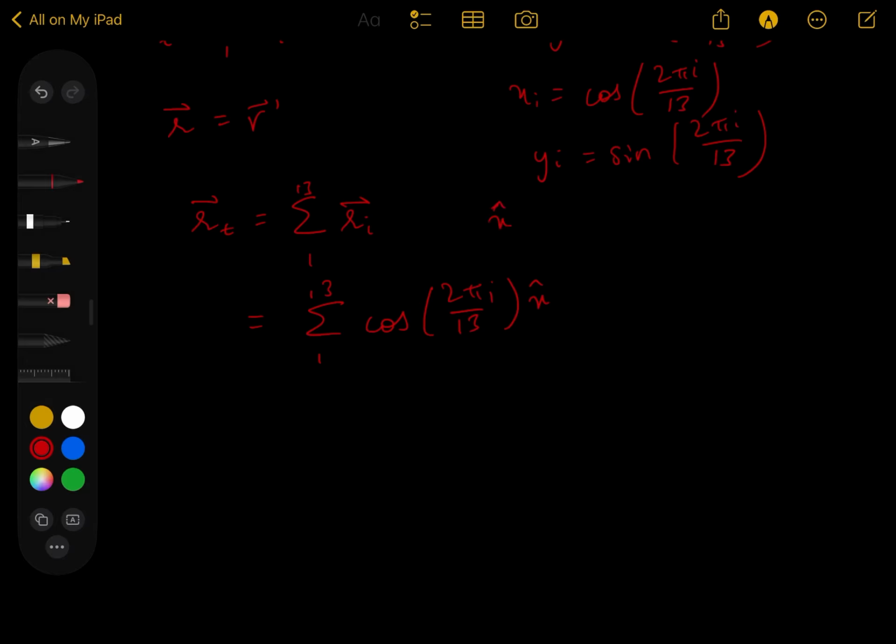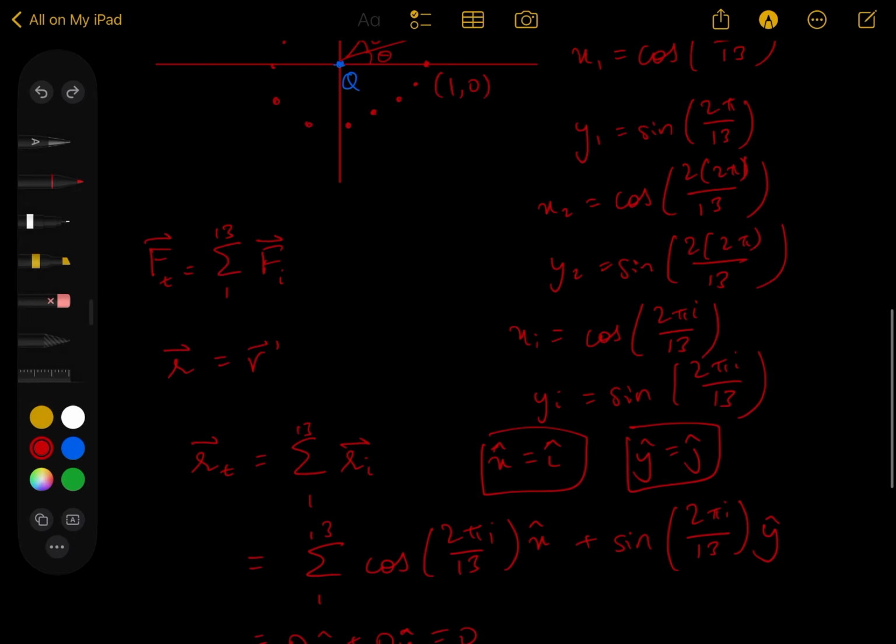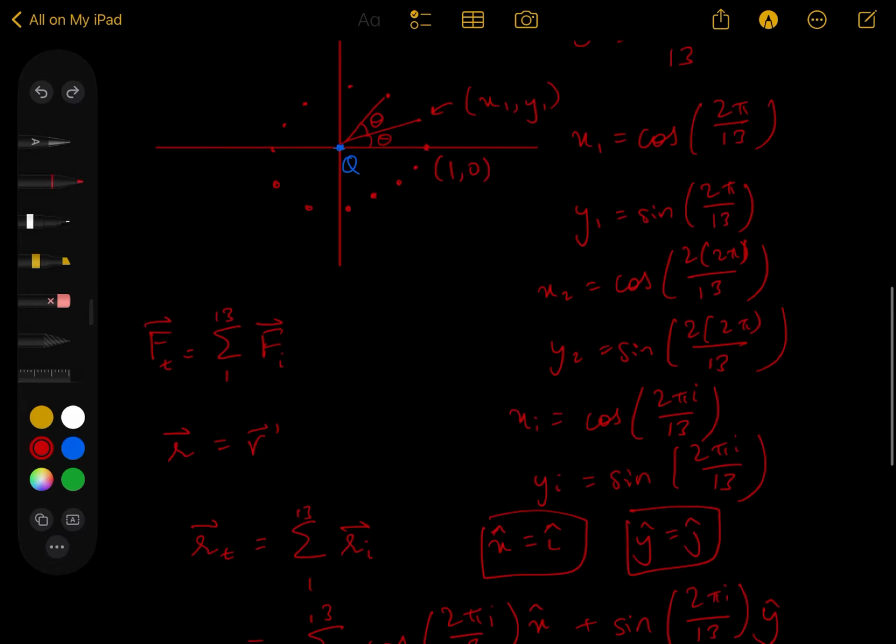If you're used to i hat and j hat notation, then x hat is equal to i hat, and y hat is equal to j hat. Okay, and sine of 2 pi i by 13 y hat. And if you go ahead and calculate this, it's not very hard. You can plug it into a GDC, or if you don't have that, Desmos, then you get 0 x hat plus 0 y hat, or just 0, well, it's not newtons, but 0. And so what this means is that there is no force, because all of the forces cancel out.